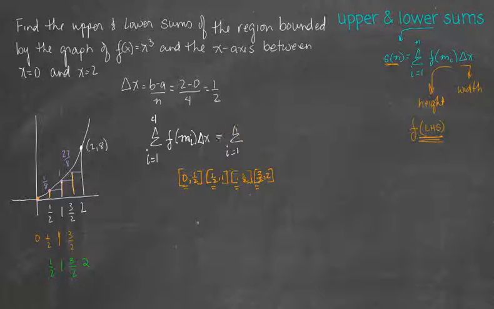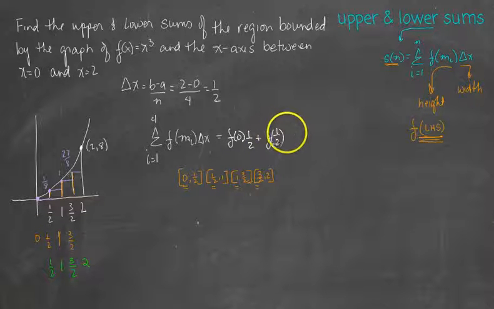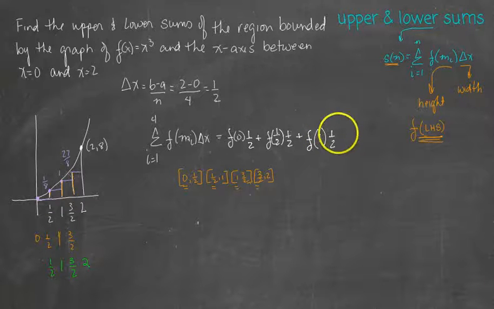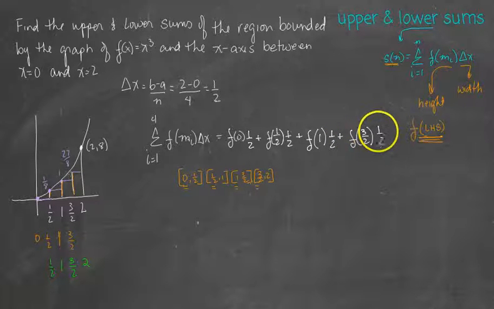I don't have to write that part out again. Sorry about that. I'm just going to put it together. When i equals 1, meaning my first partition, I'm looking at f of 0 times delta x, which is 1/2, plus next f of 1/2 times delta x, which is 1/2. Next, f of 1 times delta x, which is 1/2, plus f of 3/2 times delta x, which is 1/2.